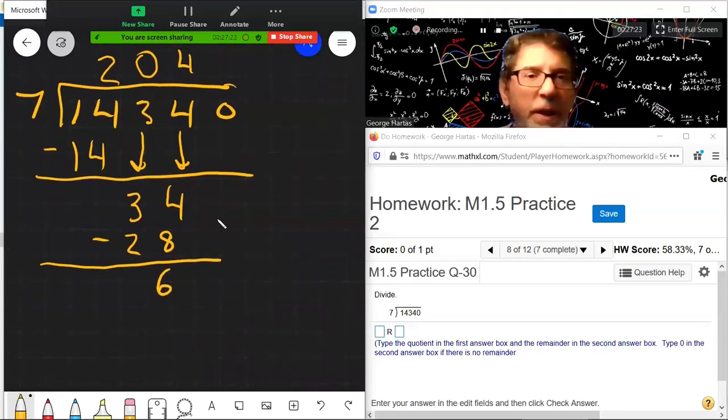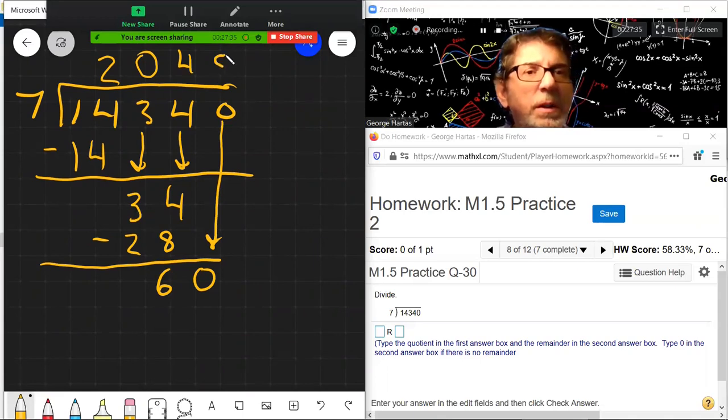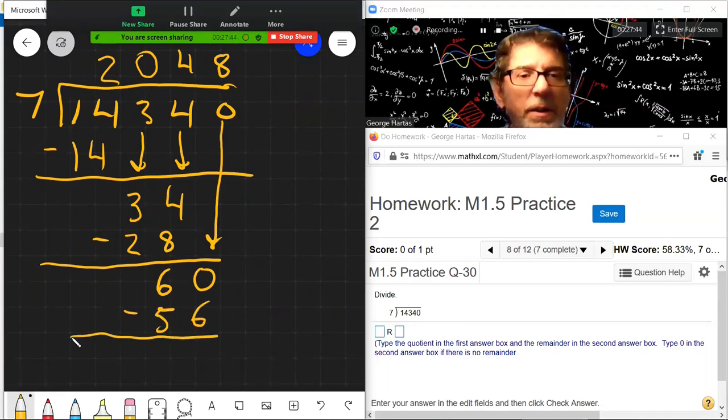We're going to bring down the next digit. This turns into a 60. 7 divides into 60 8 times, because 8 times 7 is 56. Subtract. Remainder is 4.